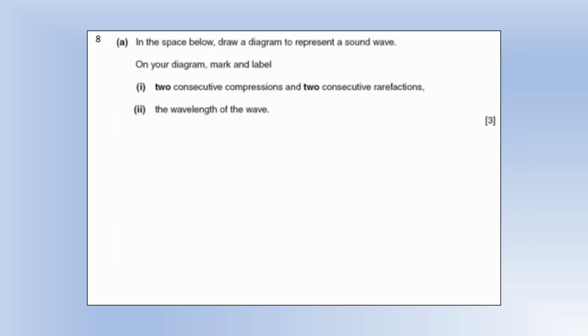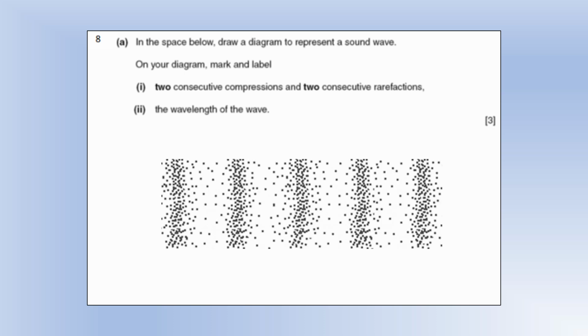Okay, so in the space below, draw a diagram to represent a sound wave. So there we go. Here's a sound wave. We could also represent it with a spring if we wanted to. And we want to label 2 consecutive compressions. There we go. 2 consecutive rarefactions. There we go. And the wavelength, I always draw a wavelength from the center of a compression to the center of the next compression. So there's our wavelength.